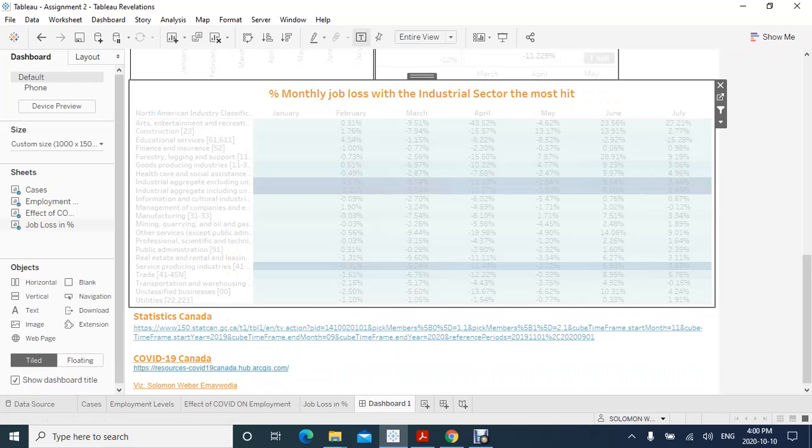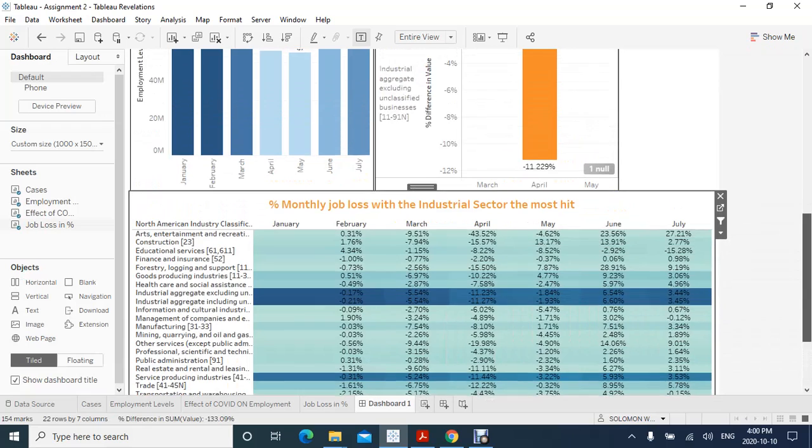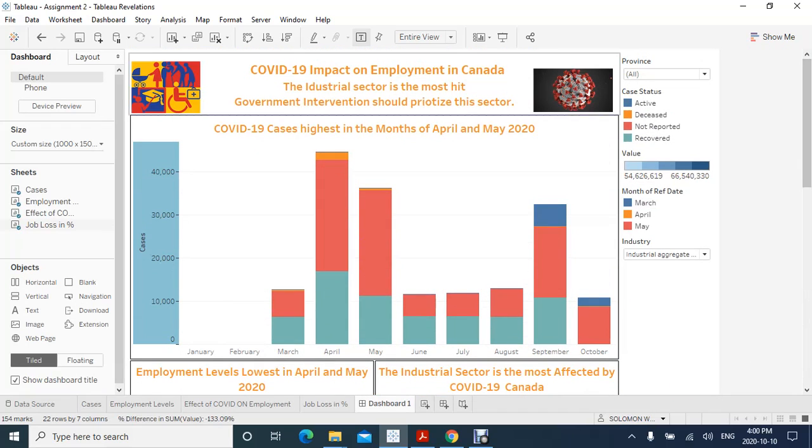So let's go to the dashboard and try to bring the story home. COVID-19 impact on employment in Canada. The industrial sector, as we said before, is the most hit by COVID-19. The government intervention should prioritize this sector. So why did I say so?